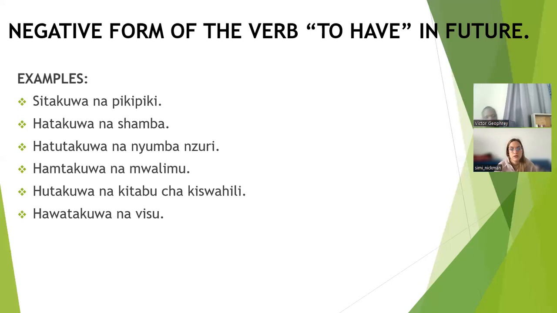Hatutakuwa na nyumba nzuri. We will not have a nice house. Hamtakuwa na mwalimu. You will not have a teacher. Yes, in the plural form. Hutakuwa na kitabu cha Kiswahili. You will not have a book of Kiswahili. Hawatakuwa na visu. They will not have knives. Good.